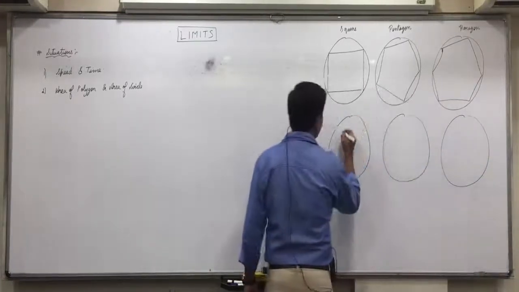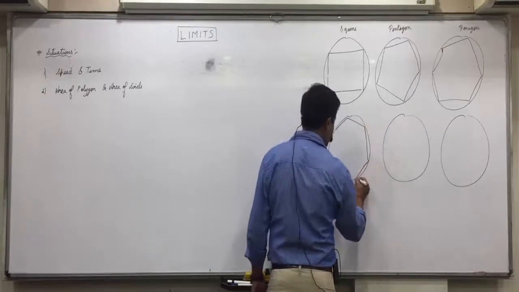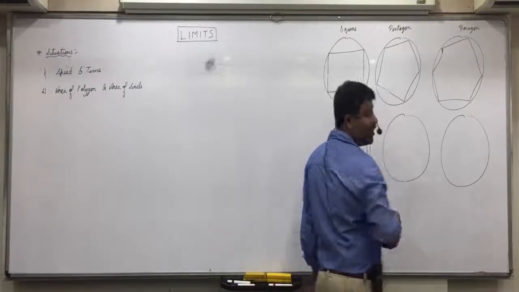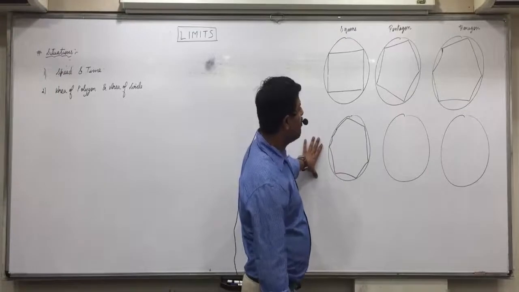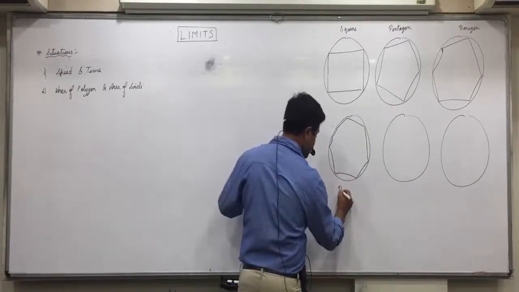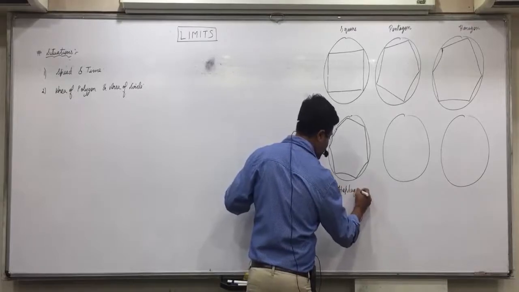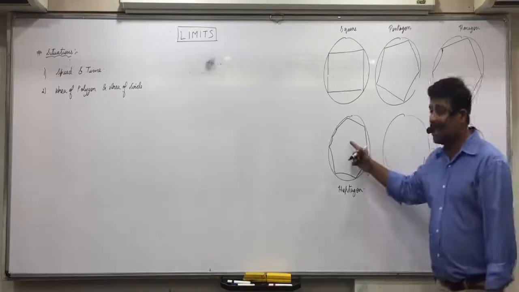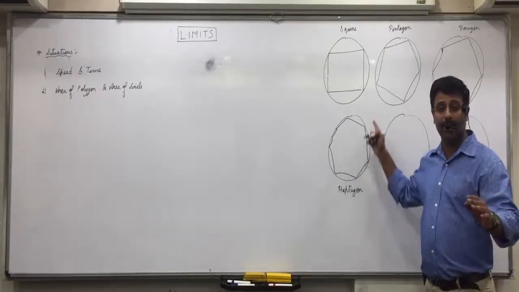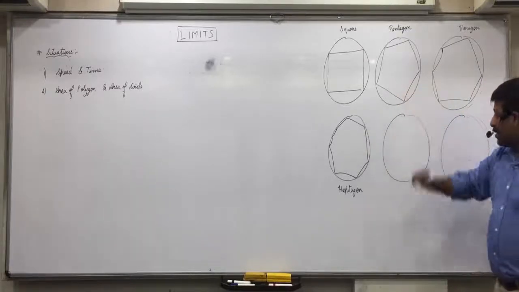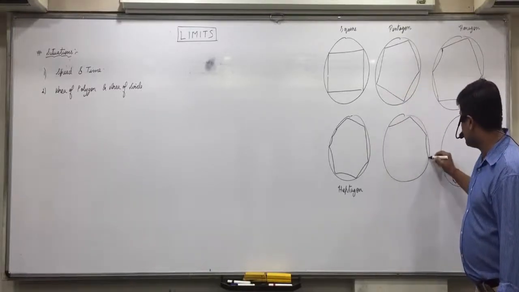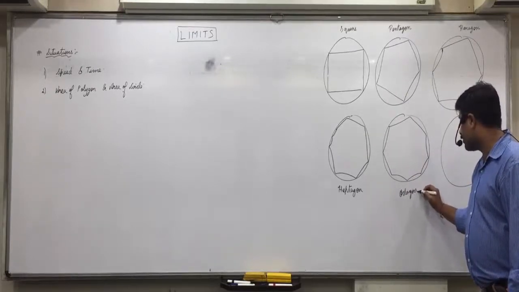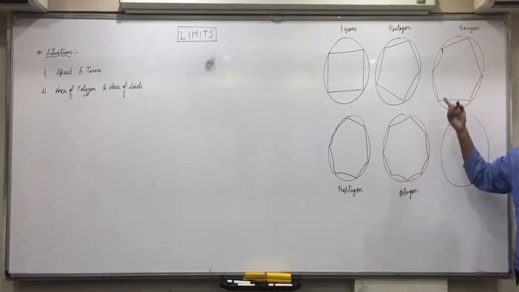Yes. Okay. Now suppose I take 7 sides. Then, guess what happened? Name, heptagon. 7 sides is called a heptagon. Will this heptagon's area be nearer to the area of the circle compared to these 3 or not? Yes. Now suppose I take 8 sides. Octagon. So will this be still more near?